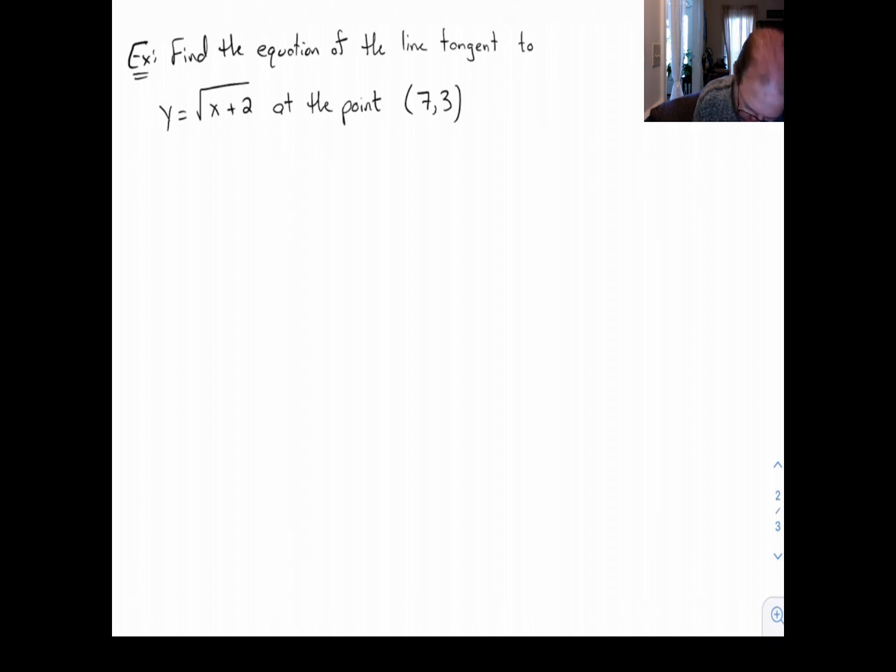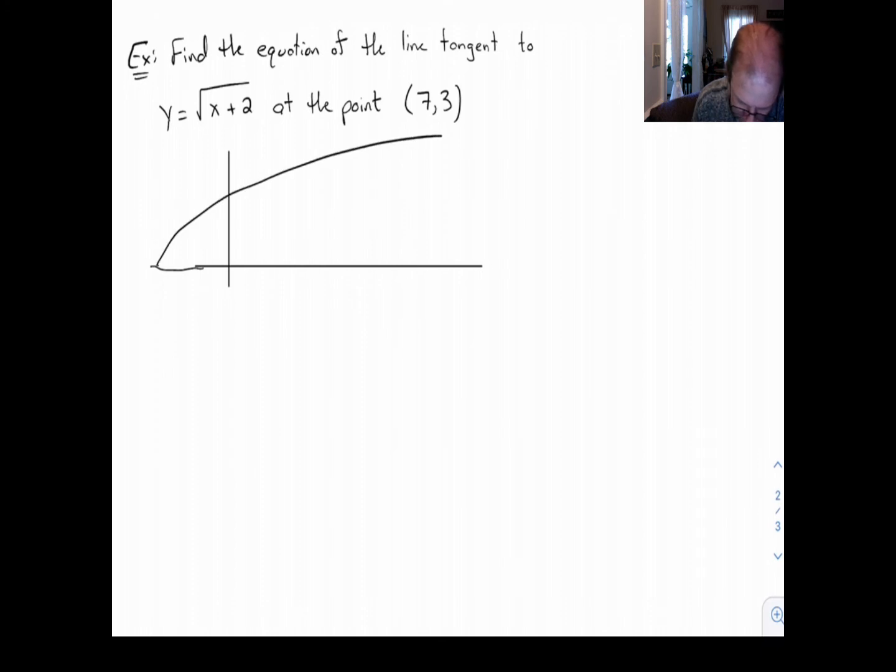Now the graph of this, y equals square root of x plus 2, is going to look like this. It's the square root graph, but it's shifted over by 2, and over here is going to be the point (7, 3). And if you think about it, that makes good sense because you plug in 7 for x, you get 7 plus 2 is 9, square root of 9 is 3. So I want to come up with the equation of the tangent line.